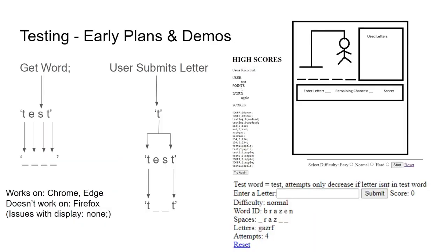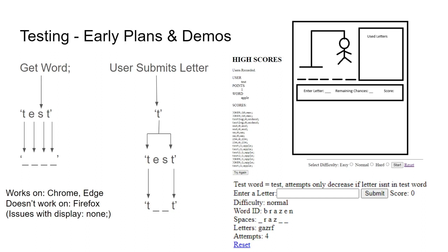Regarding testing, here are some early plans and demos we made. So from the get-go, the idea was to get a word, in this case test, and then create equivalent blank spaces for each one of the letters. Then, upon user submission of a letter, in this case T, every index of that word with that letter is found, and then the respective indexes of the blank are then updated, which we then followed through with our code. The idea is staying relatively the same.